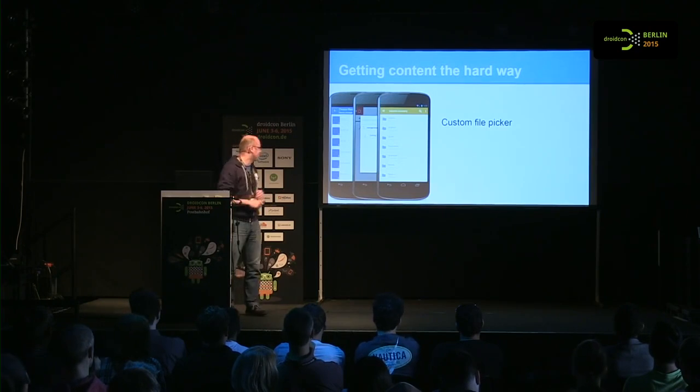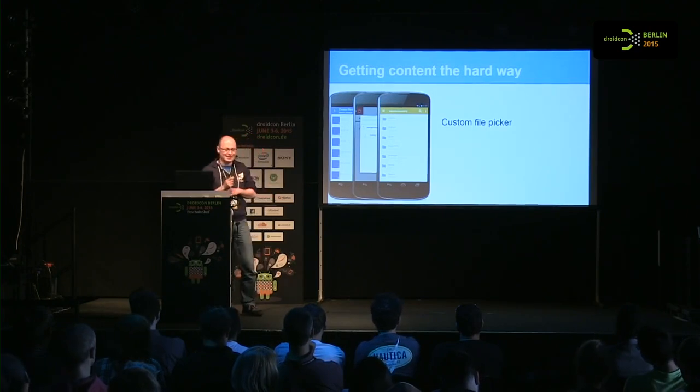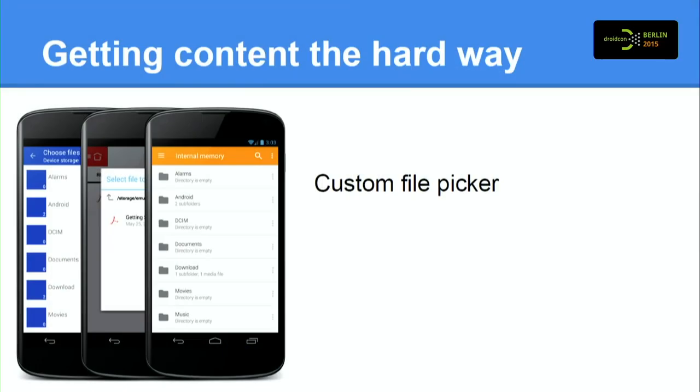We see an example of 3 apps that have custom file pickers, and as you can see, they look a bit different, but they all do the same thing. So there's lots of code duplication, which always hurts, at least for me as a developer. Everyone is doing the same thing, and it looks different. That's kind of bad for users, but that's the way you kind of had to do it until now.